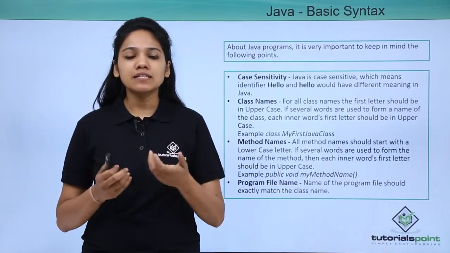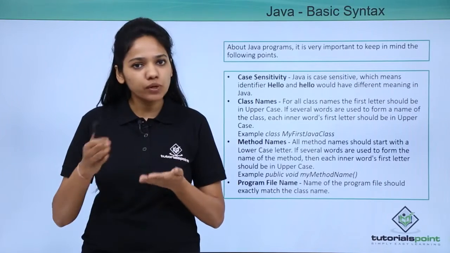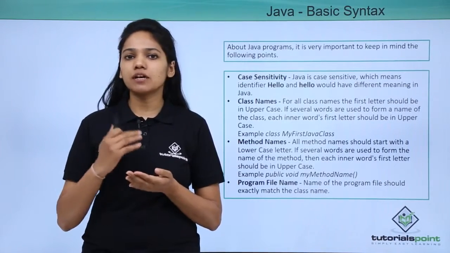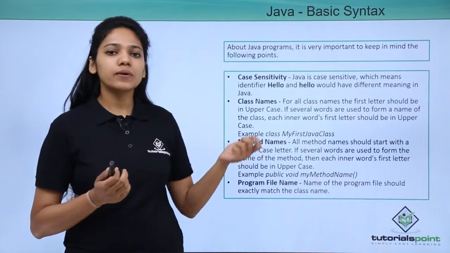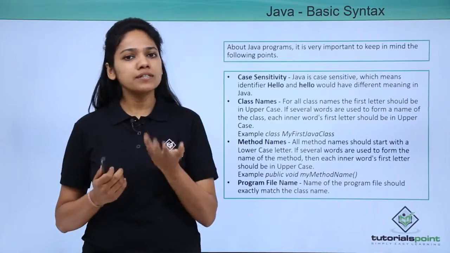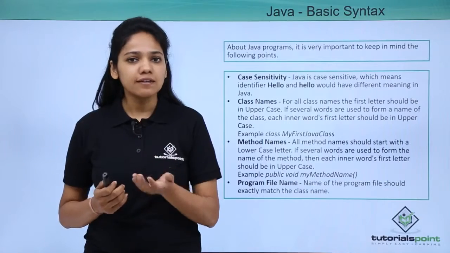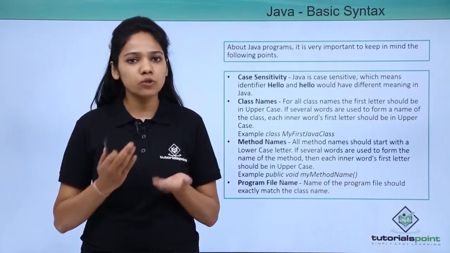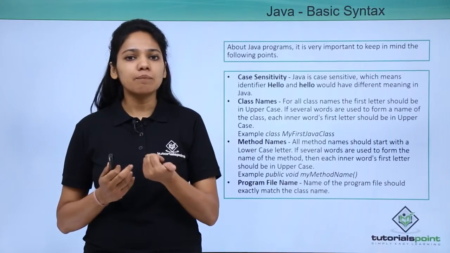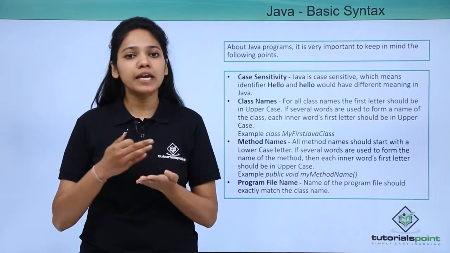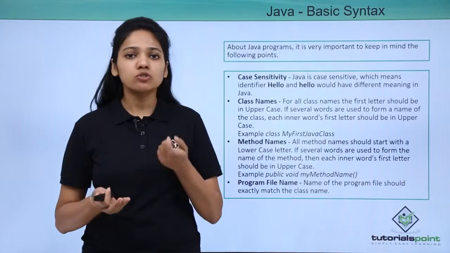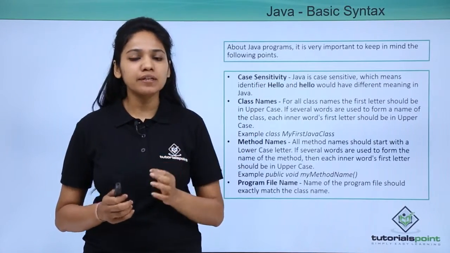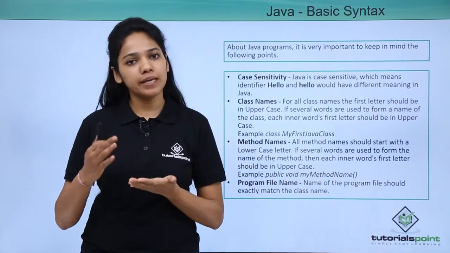But if the class name comprises several words, then the first letter of each inner word should be an uppercase. The next one is method name. What is this method? What is this class? In Java, as we have already discussed, anything and everything is an object. So we can take the example of a human. A human can be considered as an object. So Human can be written as a class name where H is capital, followed by UMAN.